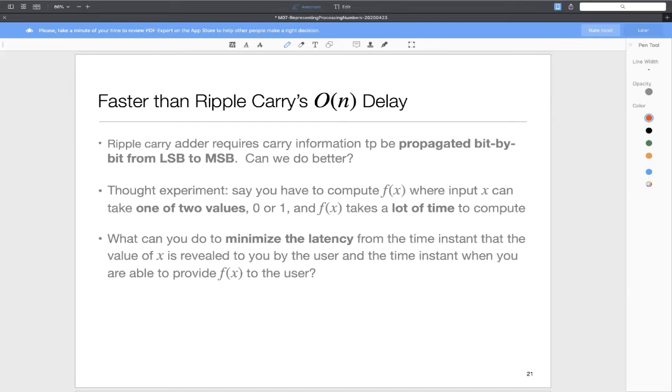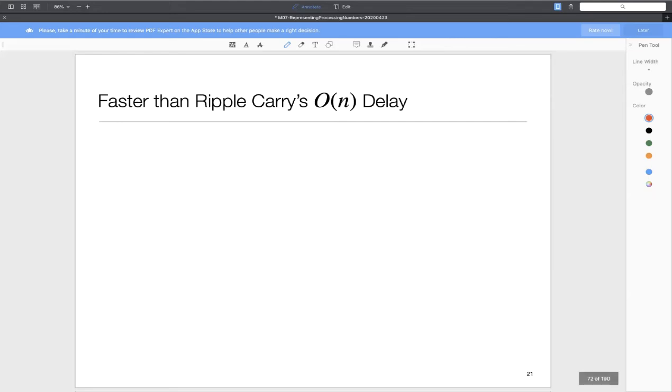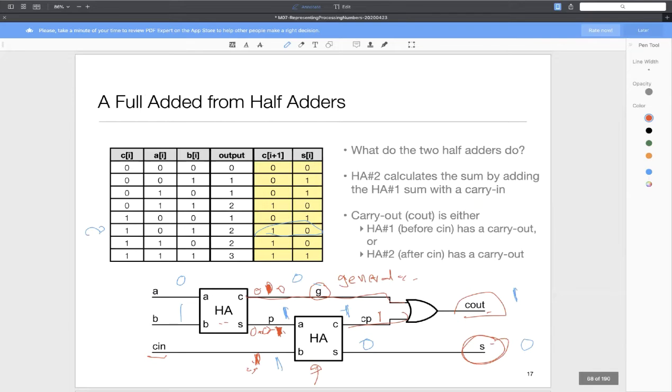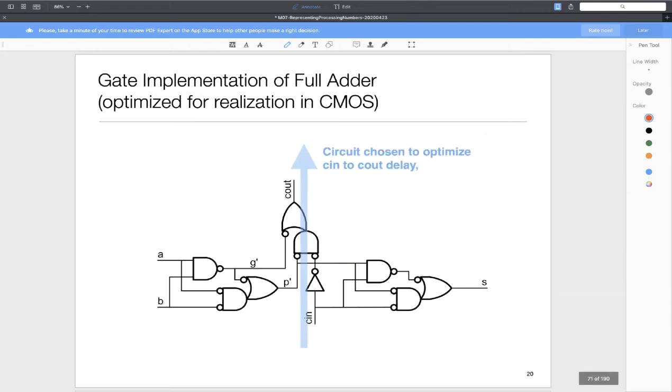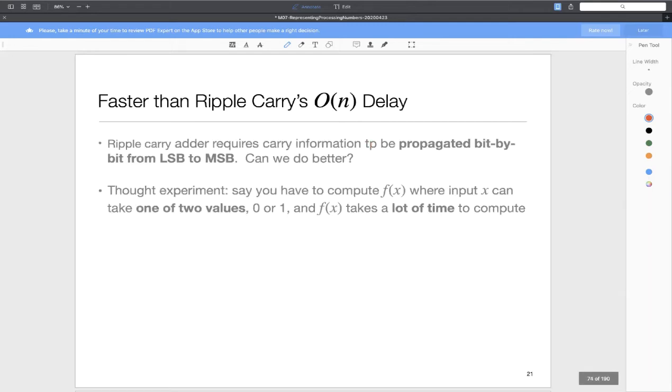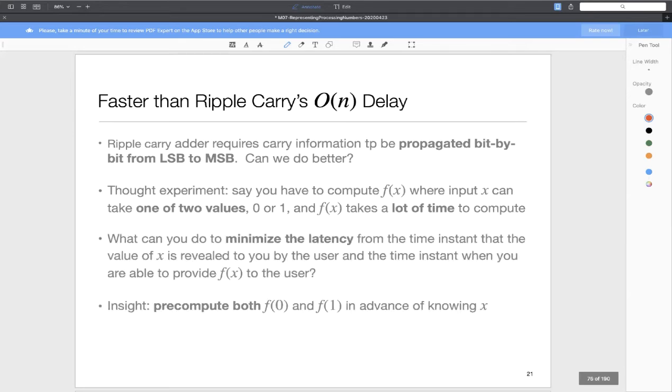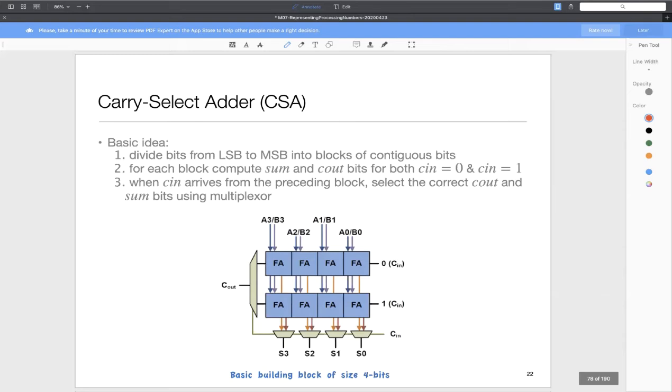If x is 0, you could pre-compute f of 0 and f of 1. Yeah, so you compute ahead of time, you pre-compute. So now imagine going back out here to our carry chain. If I look at any portion of this carry chain, the incoming C in into a portion of the chain is either 0 or 1, right? So I can pre-compute for both options of carry in being 0 or 1 and take advantage of that. So let's see how we will do it. Okay, so it's pre-computing F0 and F1 in advance of knowing X. So this is kind of the idea.